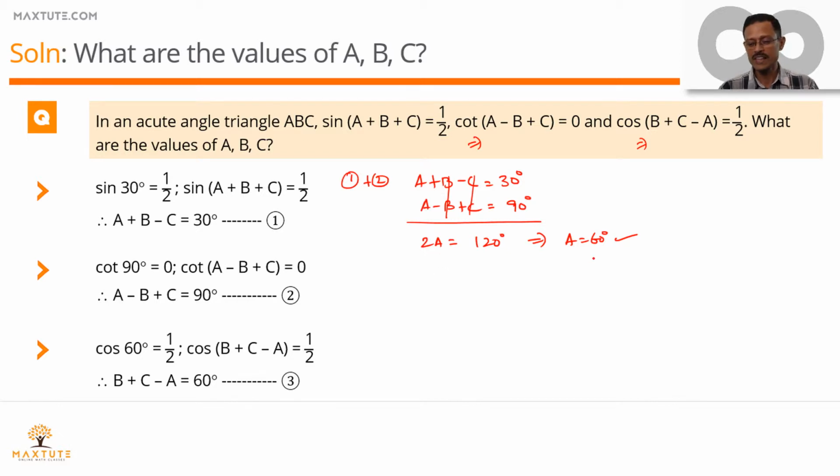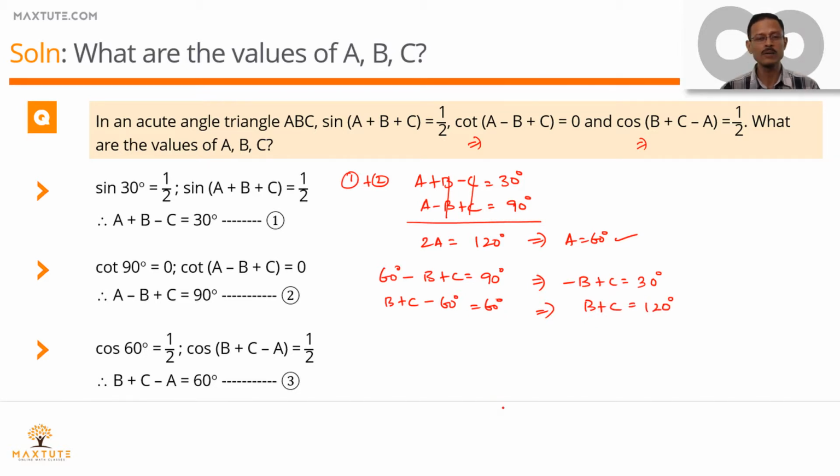Let's substitute the value of A is equal to 60 in equations 2 and 3. Substituted in equation 2, we have 60 degrees minus B plus C is equal to 90 degrees. Take the 60 to the right hand side. So what we will be left with is minus B plus C is equal to 90 minus 60, which is equal to 30 degrees. Let's substitute the value of A is equal to 60 in the third equation. So we'll have B plus C minus 60 is equal to 60 degrees. So what will be left with in the left hand side is B plus C, which is equal to 60 plus 60, which is equal to 120 degrees.